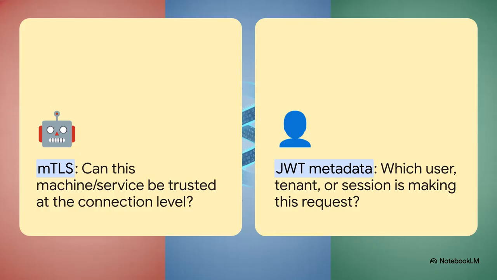Now, you might be thinking, hey, if we already have JWT tokens, why on earth do we need mTLS? Well, because they solve totally different problems. mTLS operates at the transport layer. It answers the question, can this machine or service be trusted at the connection level? JWT metadata, on the other hand, operates at the request layer. It answers which user or tenant is making this specific request. Real systems combine the two. Your API gateway uses mTLS to prove to the user's service that it's a trusted internal machine, and then it forwards the JWT so the service knows which actual human user initiated the action.